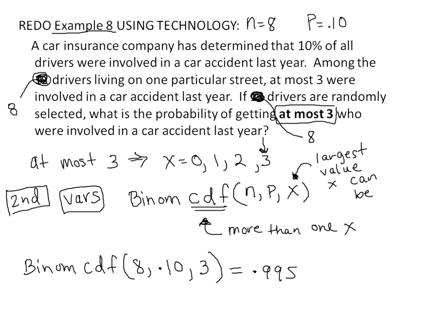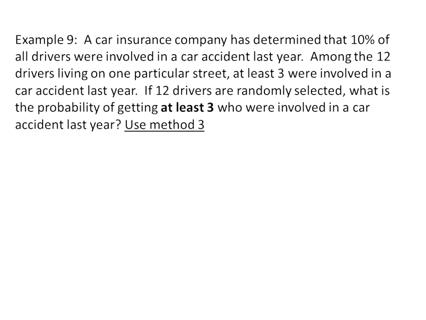Okay, so the last one I want to do is the at least situation. So I'm going to go back to that problem that I skipped that has at least 3. And at the end, I'm going to summarize all that for you. So there are 3 scenarios where you have exactly one value of x, at most, or at least. Okay, so method 3 is the calculator. Nothing has changed here. N, well, I went back to 12 now. N is 12. P is 0.10.